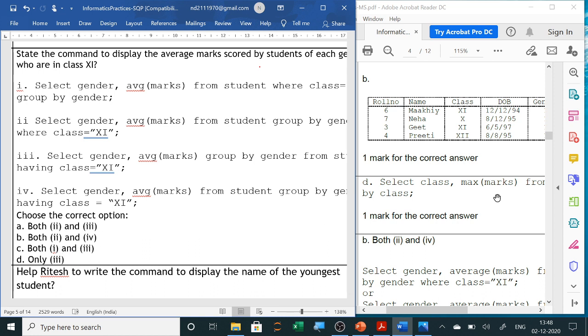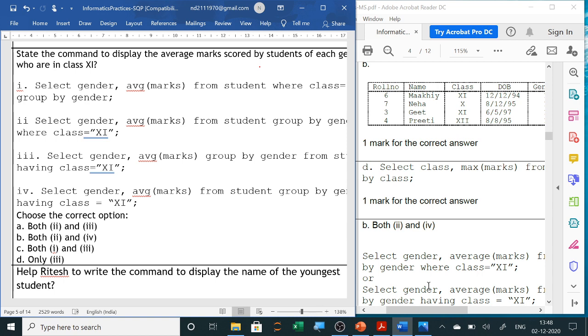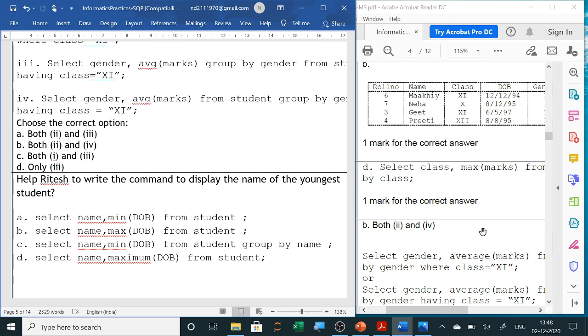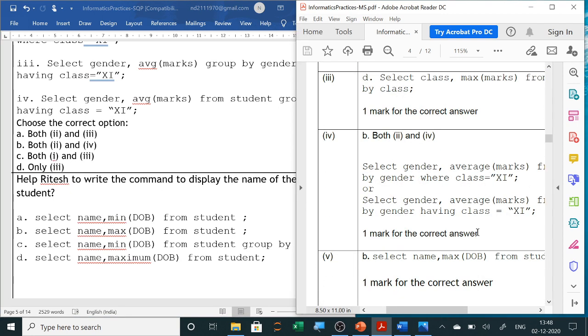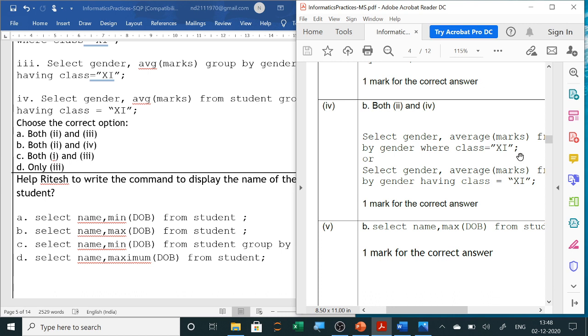So this I will check, and you do one thing in the comment section, you just write, because as per me only this fourth one is correct here. And here in the answer they have given both second and fourth. In the second they have written group by first and where afterwards. So we will check it. Practically we will run this command and we will check it.